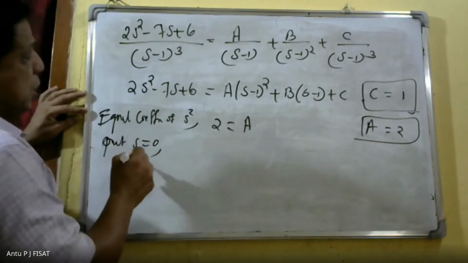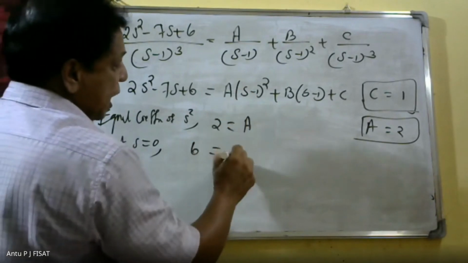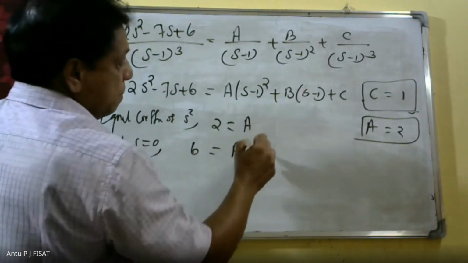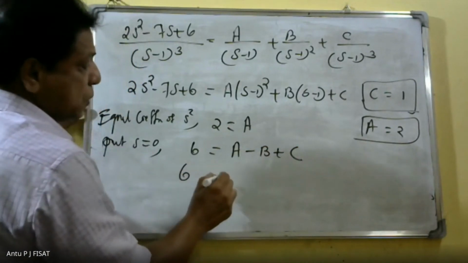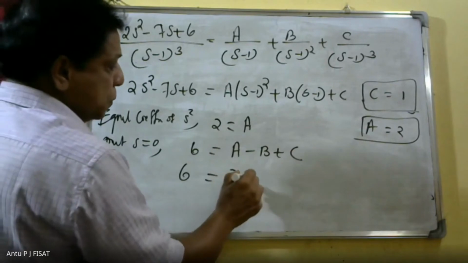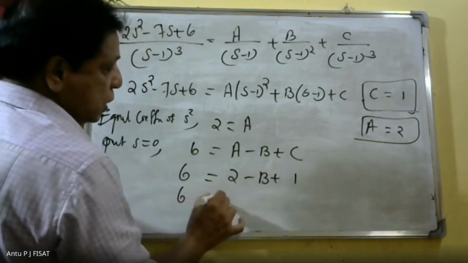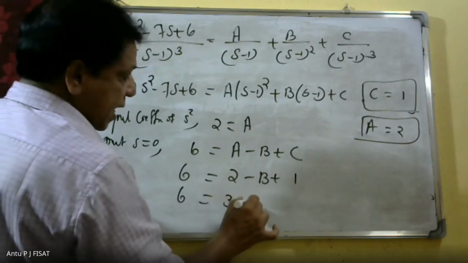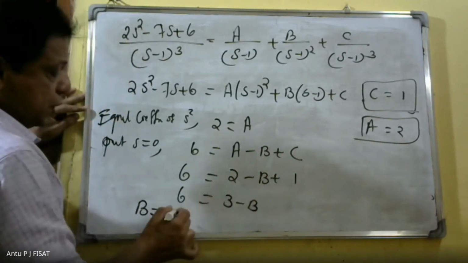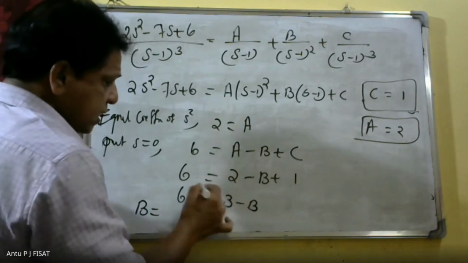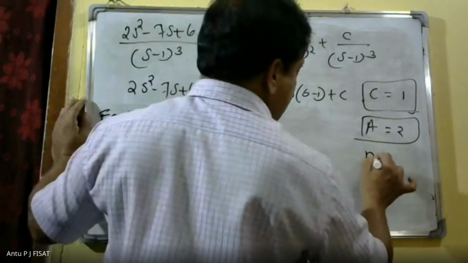The third case, put s is equal to 0. When we put s is equal to 0, 6 is equal to 0 a minus b, then plus c. Therefore, 6 is equal to, the value of a is equal to 2, value of c is equal to 1. Therefore, 6 is equal to 3 minus b. Therefore, b is equal to 3 minus 6, therefore minus 3. Therefore, the value of b is equal to minus 3.